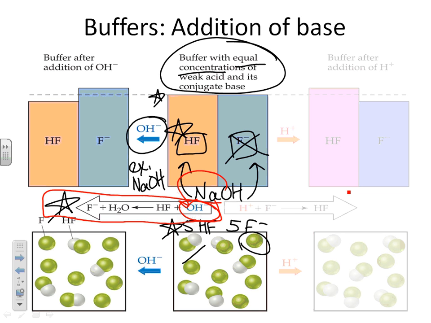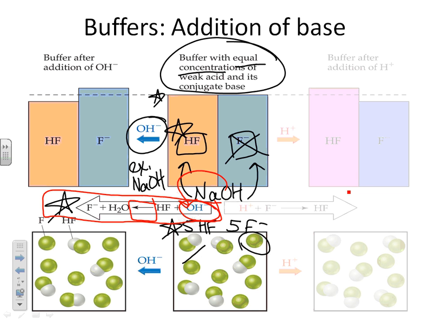Huge point. This is a one-way arrow. Your HF is going to react with the sodium hydroxide until it's gone. Neutralization reactions are one-way reactions. This is not an equilibrium reaction. Neutralization reactions go until something is totally used up. But we have to pay attention to what it is that we're creating. Let's look at the products.